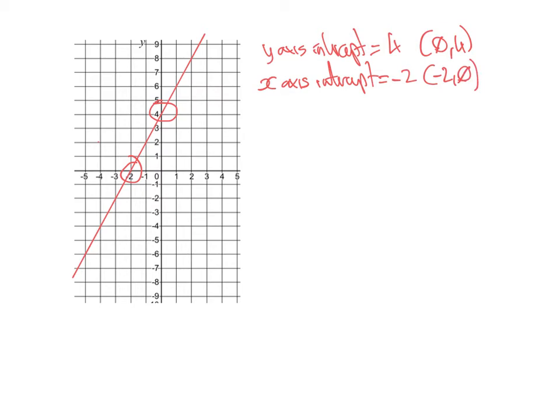We could also look at describing the steepness or the slope of the line, and we know how to do that now. We use the gradient formula dy over dx. So dy, the difference in y between 2 points, and dx, the difference in x between the same 2 points. So let's pick 2 points. Let's pick that point there, and let's pick this point there.